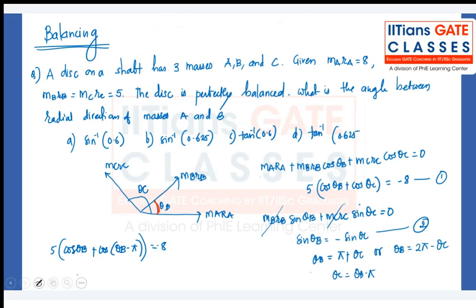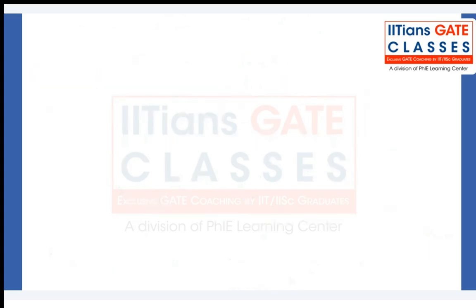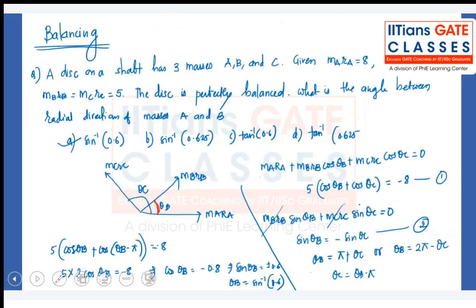So in general, 5 into 2 cos theta b is equal to -8. This implies cos of theta b is equal to minus 0.8, and theta b in terms of sin of theta b also you can write from this. Sin theta b is equal to plus or minus 0.6. So theta b is equal to sin inverse of 0.6. Option A is correct in this case. Quickly write it down.